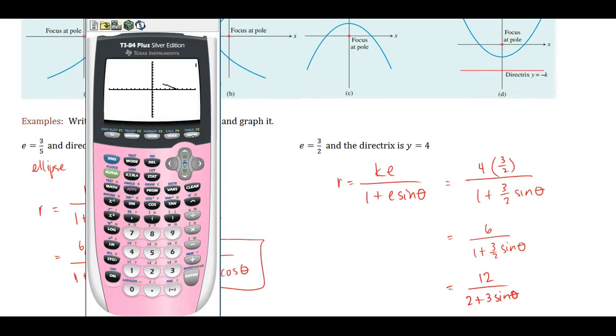Hit graph and enjoy this amazing hyperbola, which looks like I can't see much up there. So I'm going to have to fix it a little bit. So I'm going to have to change my window. Looks like my y value should have been a little higher. So let's change it to 20. Oops, or 2. That works really well. Change my window to 20. And I have the beautiful graph of this hyperbola.